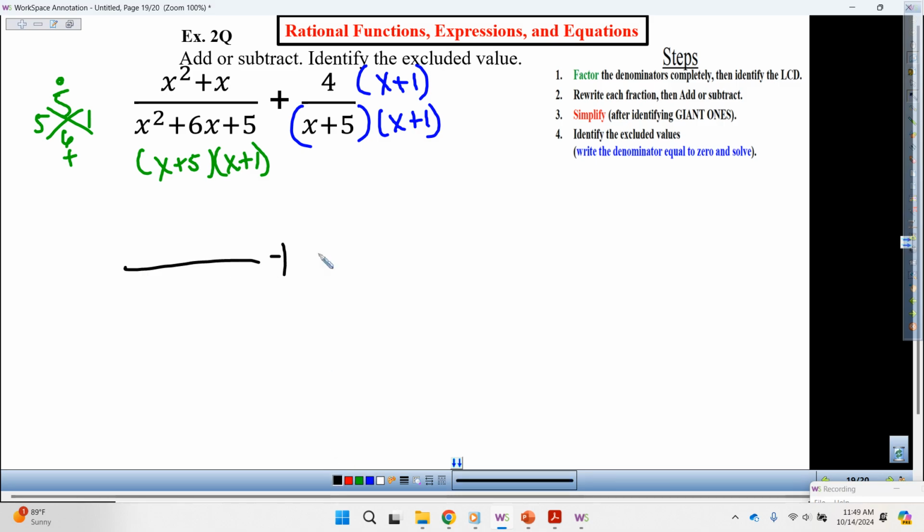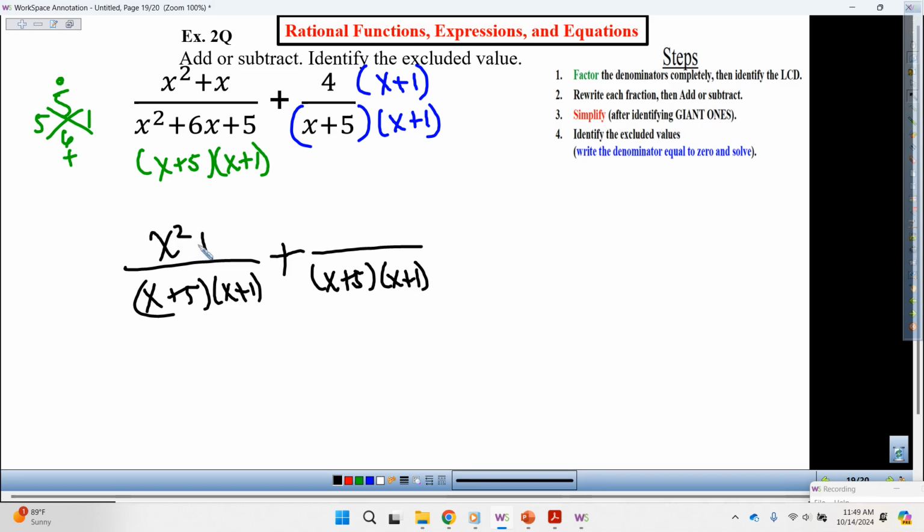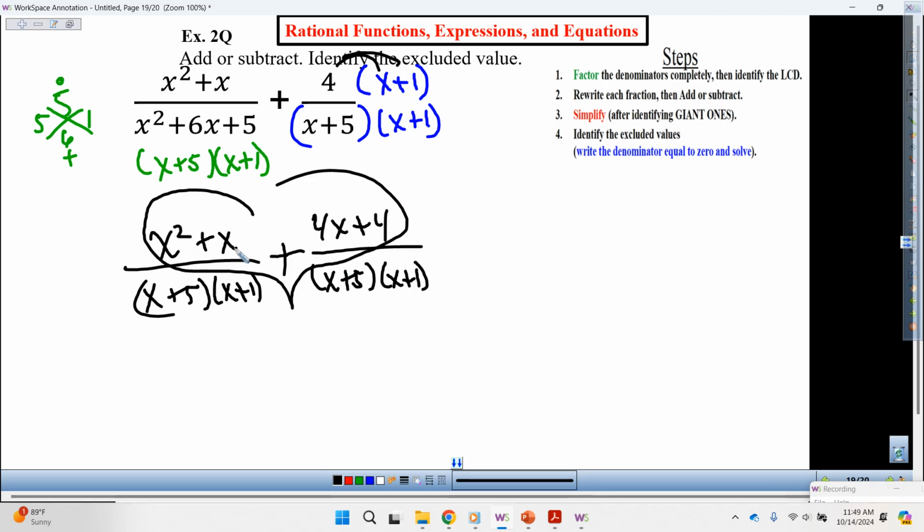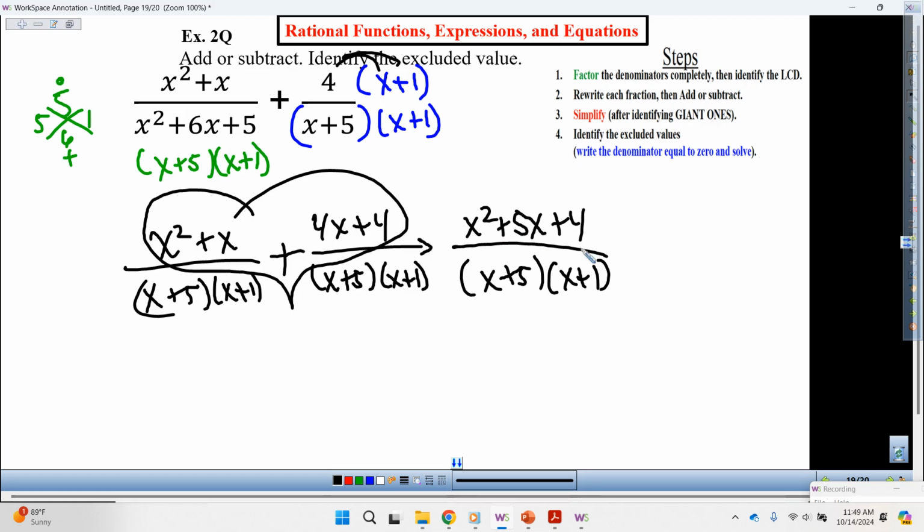So my denominators are x plus 5, x plus 1, x plus 5, x plus 1. Numerator stays the same for this one. For this one, distribute the 4, so that is 4x plus 4. And now we can combine that. X plus 5, x plus 1. This becomes x squared plus 5x plus 4. And we know how to factor that and simplify to lowest terms.